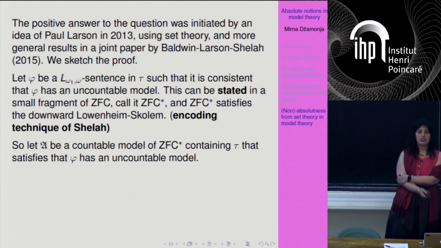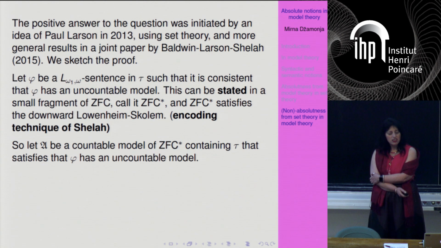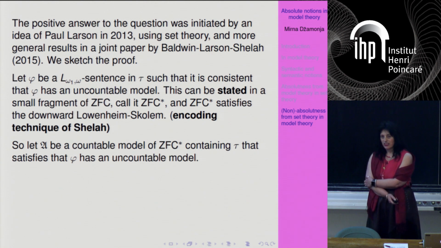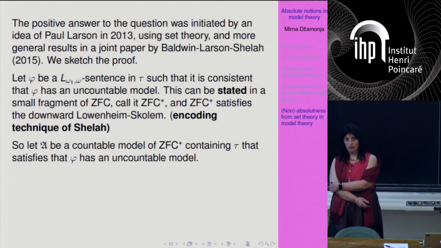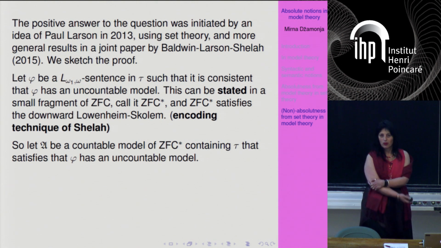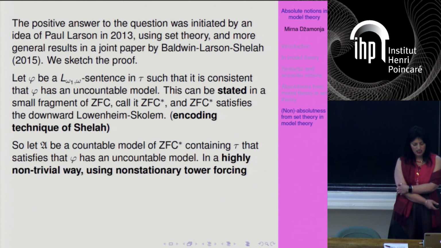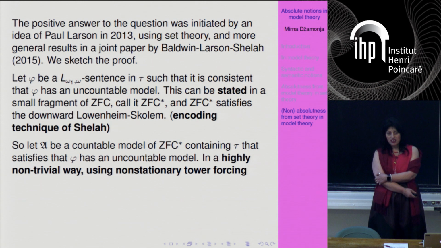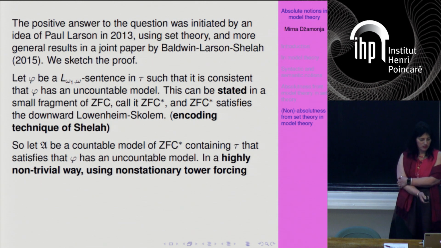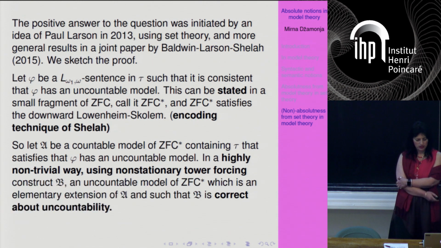So now comes the idea of Larson. If we were in first-order theory, we would just take an elementary extension, but phi is a conjunction of possibly countably many things. So that's not so easy. However, it can be done. It can be done in a highly non-trivial way using non-stationary tower forcing.